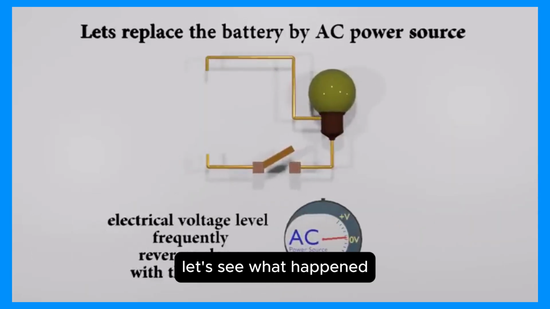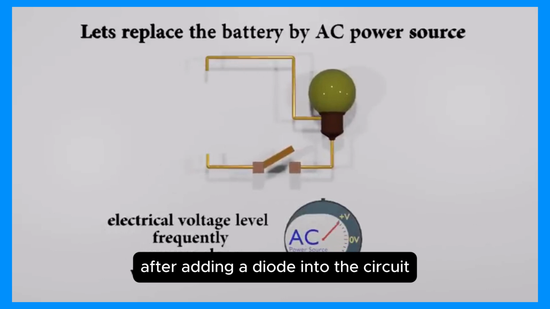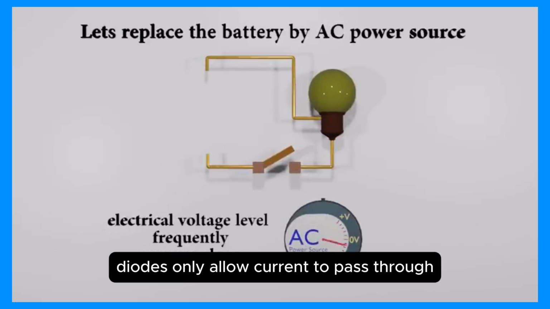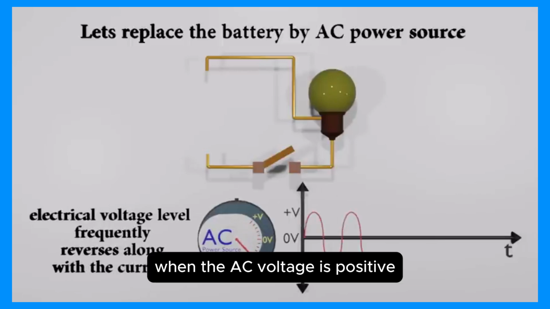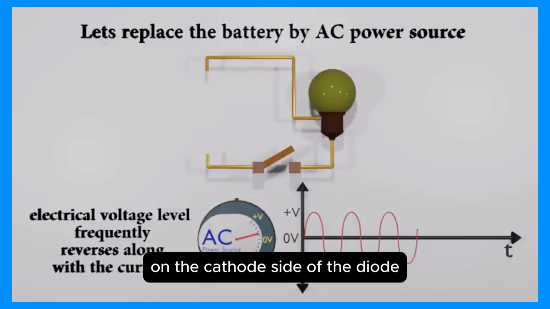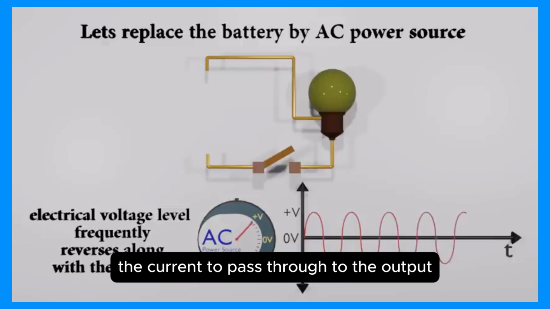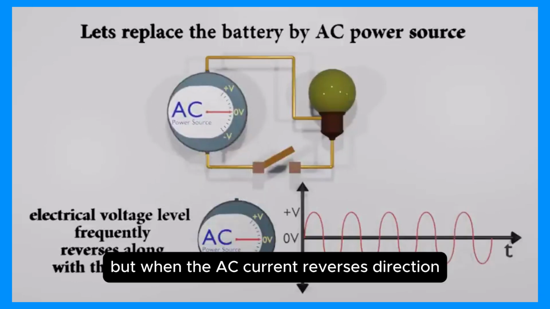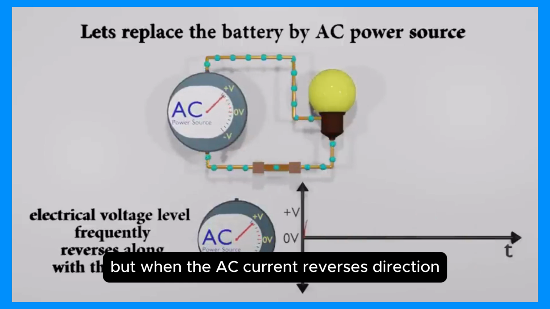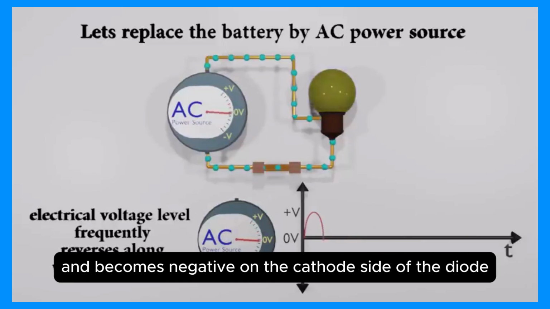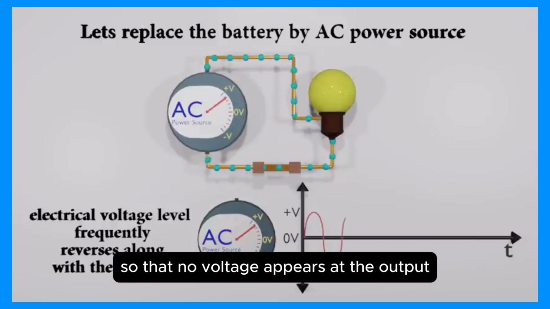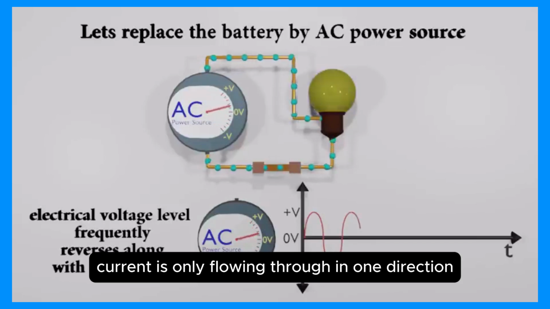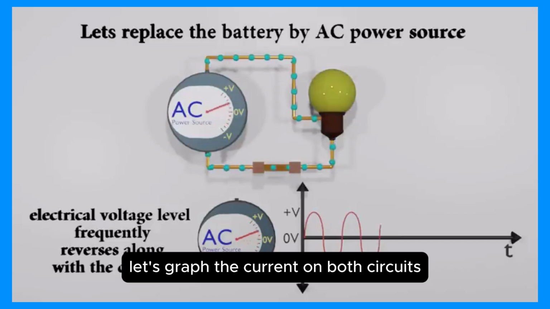Let's see what happens after adding a diode into the circuit. As you can see, diodes only allow current to pass through when forward biased. When the AC voltage is positive on the anode side, the diode allows the current to pass through to the output. But when the AC reverses direction and becomes negative on the anode side, the diode blocks the current so that no voltage appears at the output. So in the circuit, current flows in only one direction. Let's graph the current on both circuits.